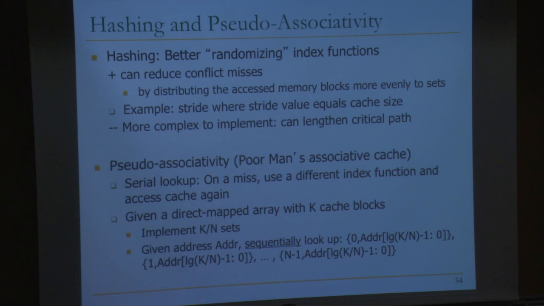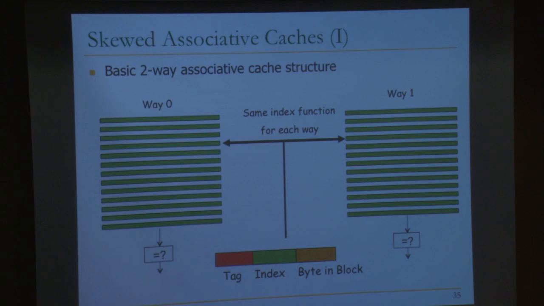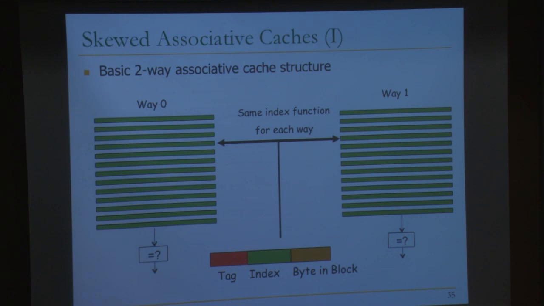Okay, another idea, which is also a cool idea, is skewed associative caches. Again, we're trying to minimize the conflicts that we have in a cache without increasing the associativity. How do you do that? Well, the idea is to get rid of these bad cases where things conflict. Make the mapping functions a little bit more flexible. That's what hashing achieves. But hashing has its downsides.